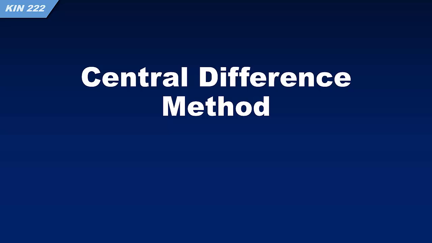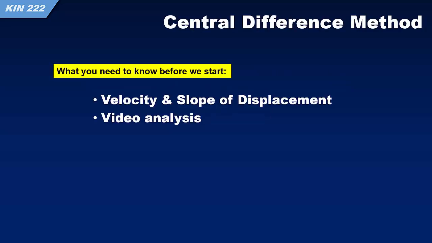Welcome. In this video, we're going to take a look at the central difference method, which is a mathematical way of calculating velocity if you have displacement data from something like video analysis. Before we get started, you should probably have reviewed the video that looks at the relationship between velocity and the slope of a displacement curve, and you should have probably reviewed the video analysis video.